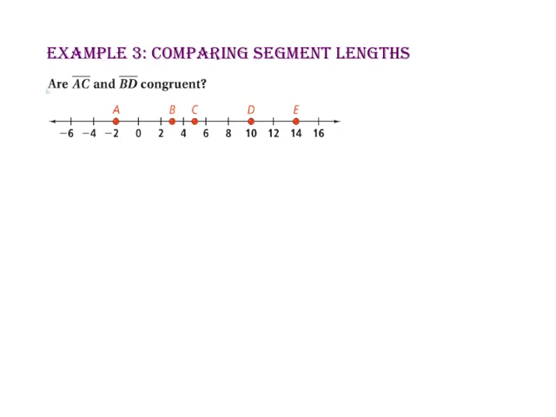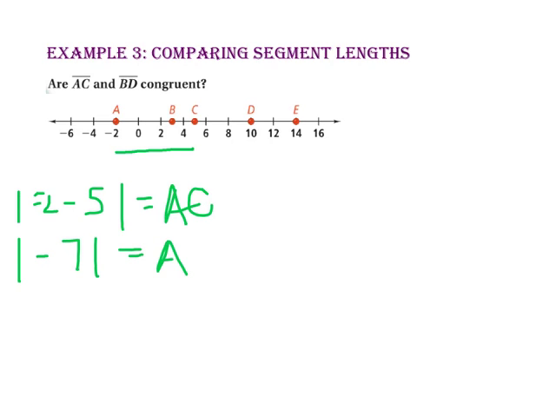Okay, let's compare segments. Are segment AC and segment BD congruent? Here's segment AC and here's segment BD. Let's start by marking them. AC starts at coordinate -2 and goes to coordinate 5. So remember, the absolute value of the difference of -2 and 5 will be the length of segment AC. Since -2 minus 5 is -7, the absolute value of -7 is 7, so the length of segment AC is 7.